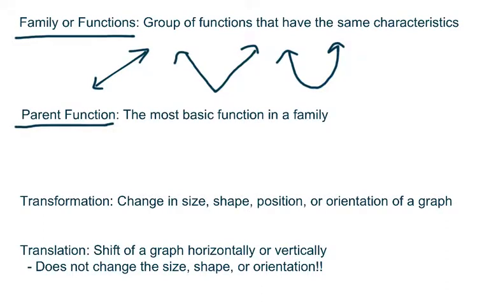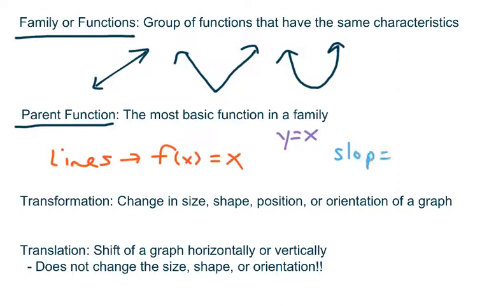The most basic function in a family is called the parent function. We're going to be focusing on lines here. So the most basic line, the parent linear function, is f of x equals x, or you can think about it as y equals x. What that means is that your slope is going to be 1 with a y-intercept of 0.